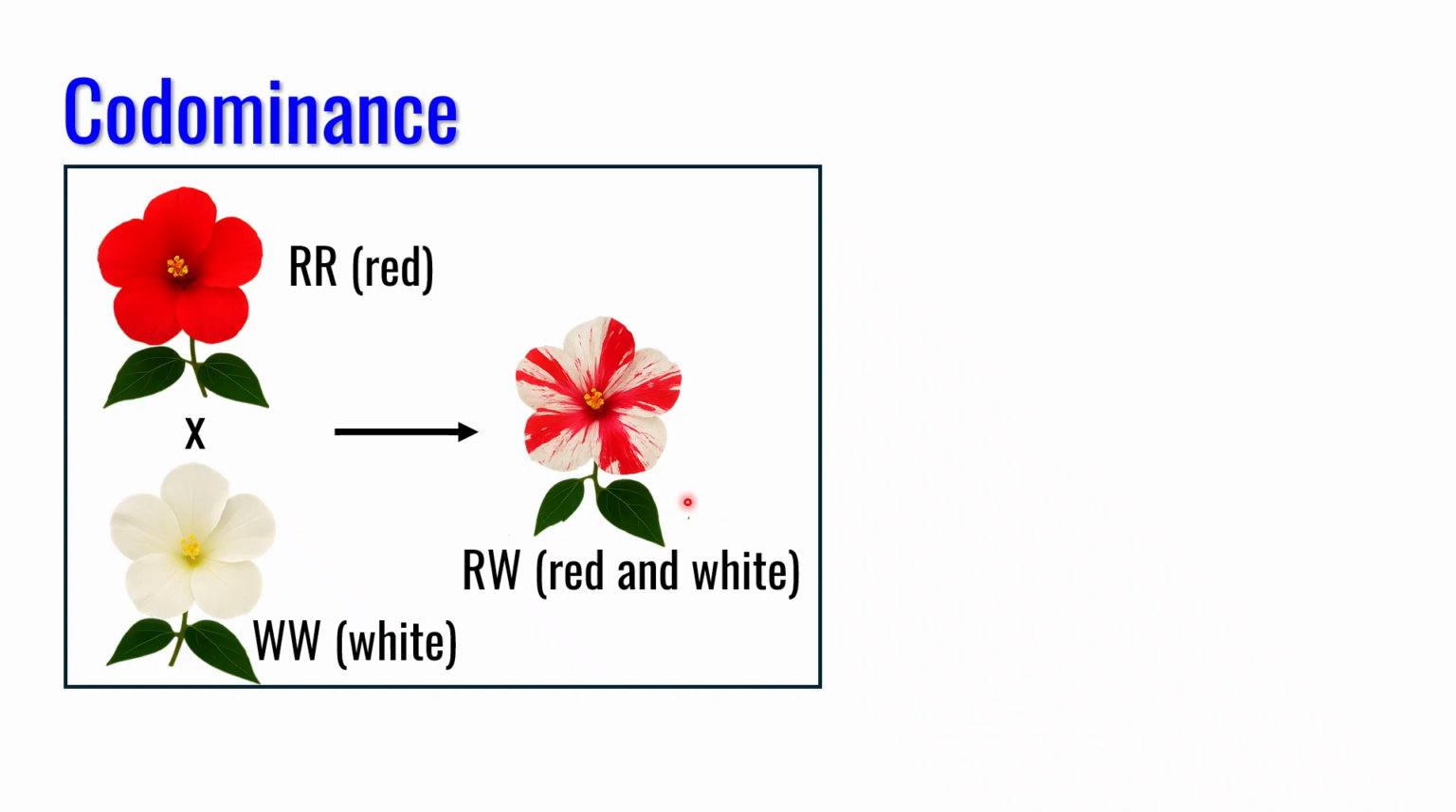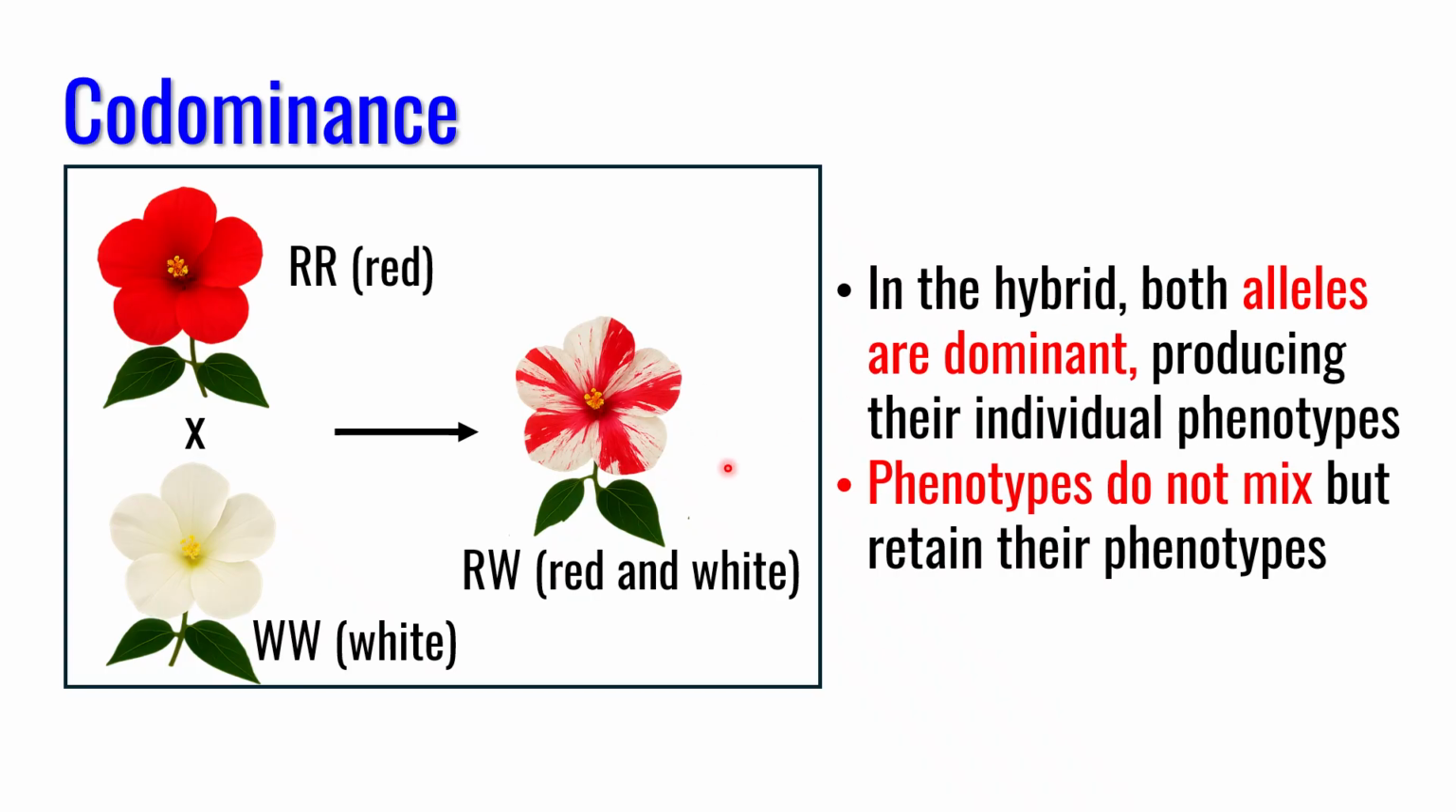There are a couple of points you have to remember about codominance which will make it different from incomplete or complete dominance. The first one is in the hybrid condition, both alleles are dominant and they produce their individual phenotype, red and white in this case. The important point to note here is that the phenotypes do not mix and they retain their individual phenotype, which can be identified in the hybrid. In this case, red and white patches are distinct, they are not mixed up.